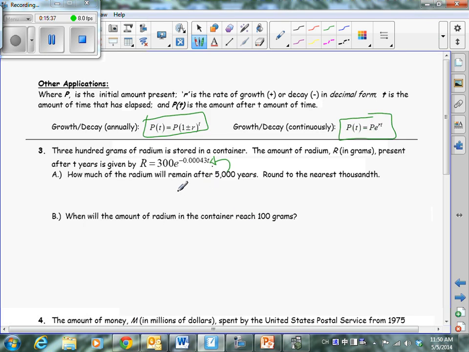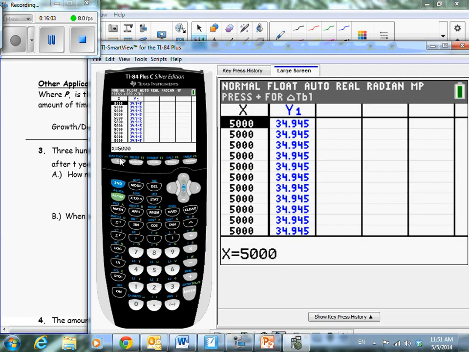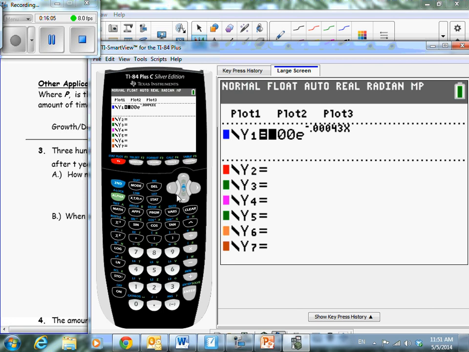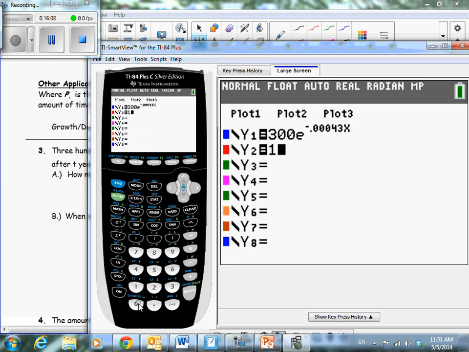So this is 34.945. And what's the unit? It is in grams. When would the amount of radium in the container reach 100 grams? What do I need to do? This 100 represents my Y2. So on the Y equal, I'll make sure I have 100 on the second portion.